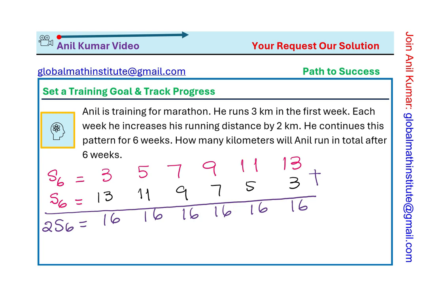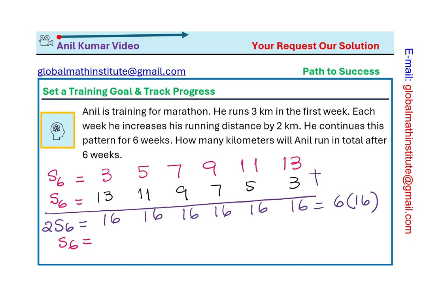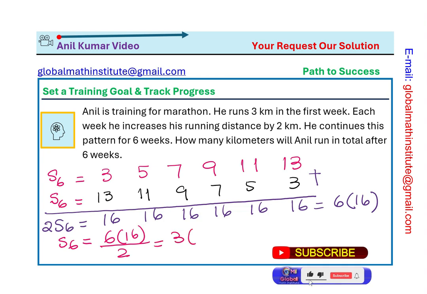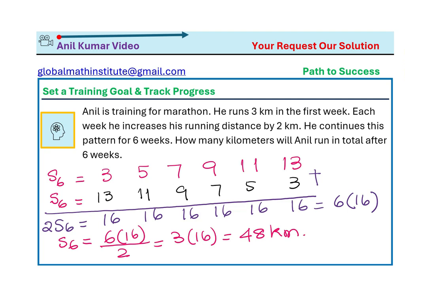So that gives you a clue. How many 16s are there in it? 1, 2, 3, 4, 5, 6. There are 6 16s, right? So that becomes twice the sum of the kilometers in 6 weeks. So what is the sum now? We'll divide 6 times 16 by 2. That is 3 times 16, or as we calculated earlier, 48 kilometers. So that is how we are going to solve this particular question. I hope with this you have understood both these strategies, right?